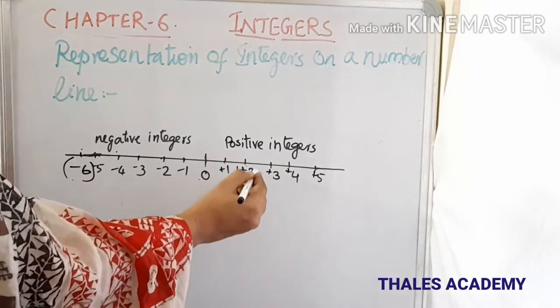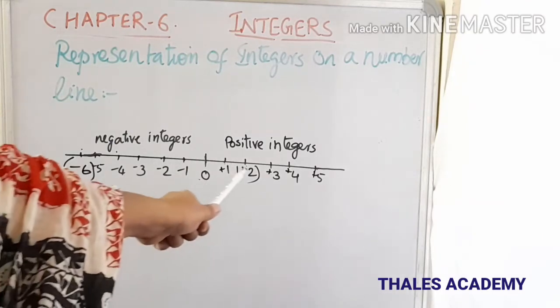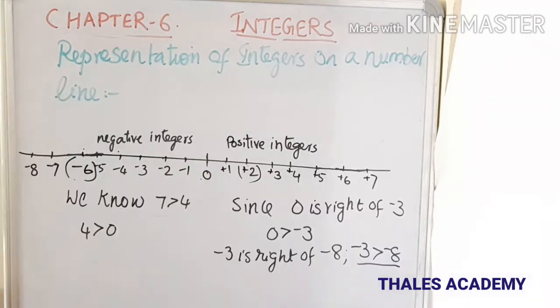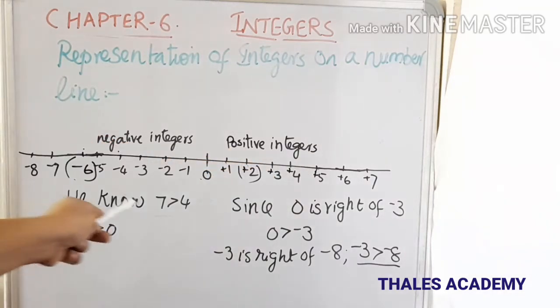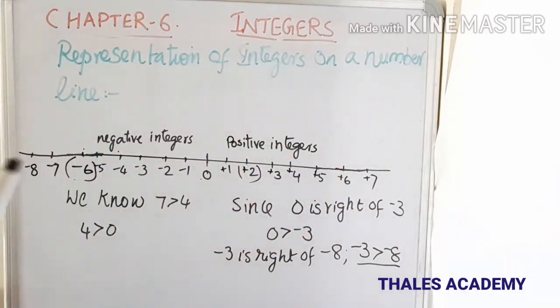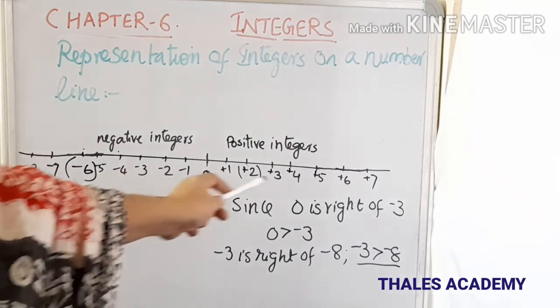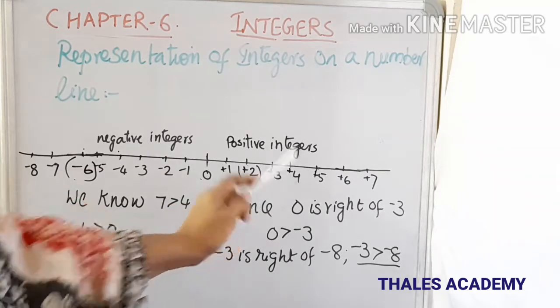In order to mark plus 2 or positive 2, we have to move 2 points to the right of 0. We know that 7 is greater than 4, and from the number line we observe that 7 is to the right of 4. 7 is greater than 4 and 7 lies right to 4. Similarly, 4 is greater than 0, and 4 lies right to 0.